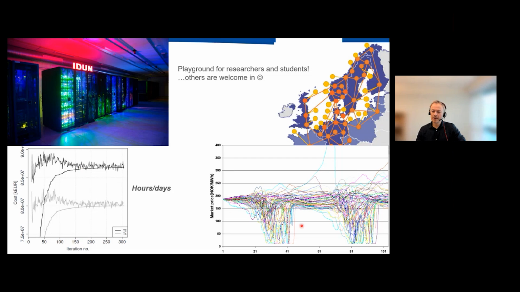And here on the lower right-hand side, you see a typical outcome of the model. It's a simulated price prognosis for a period of time ahead, and it addresses the full Nordic Northern European power system with the EMPS level of detail.